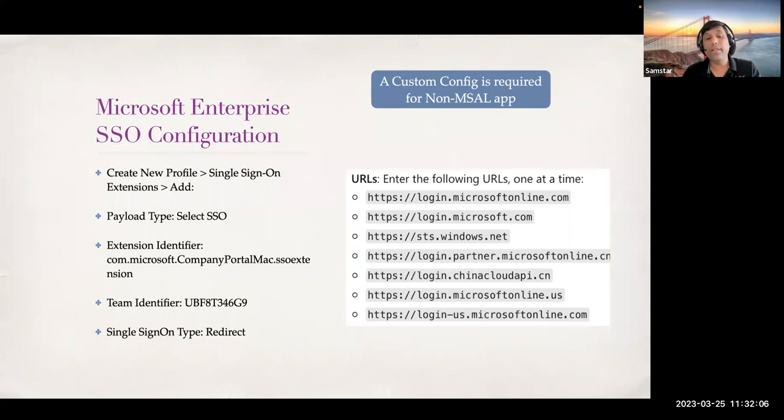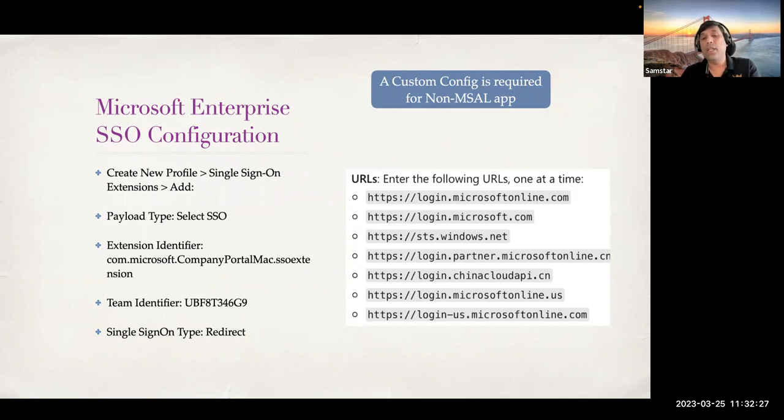Then the single sign-on tab. In the single sign-on tab, you will have two options. One is credential, one is redirect. And I have clearly explained in previous slides that Microsoft Enterprise SSO is a redirect type. So we need to select redirect, and then we need to enter the URL.